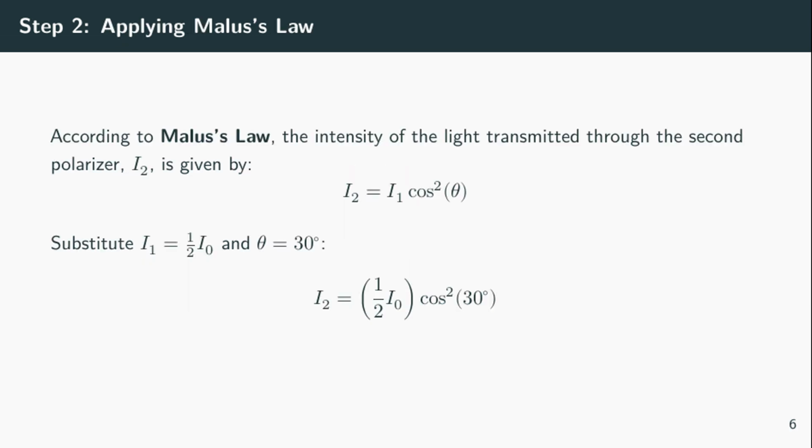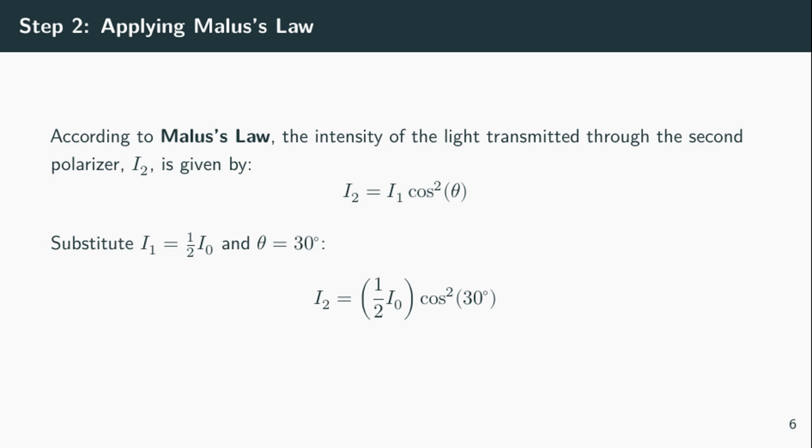So to find out how much light gets through the second polarizer, we need to apply a key principle called Malus's law. Malus's law tells us that the intensity of light transmitted through a polarizer, when the incident light is already linearly polarized, is given by the intensity of the incoming polarized light times the cosine squared of the angle between the light's polarization direction and the polarizer's axis. In our case, the intensity of the light transmitted through the second polarizer, I2, is equal to I1 multiplied by the cosine squared of theta. That's I2 equals I1 cosine squared theta.